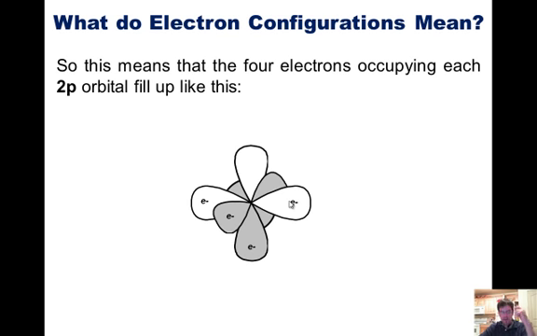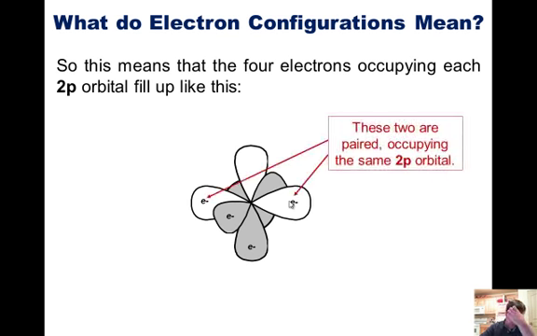Now you should remember that the 2 paired electrons in the 2p orbital along the x-axis are different from each other because one of these has a plus 1/2 spin and the other has a minus 1/2 spin.